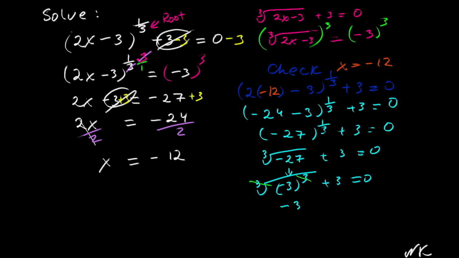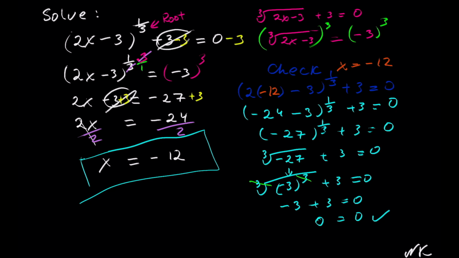So we have negative 3 plus 3 is equal to 0. Negative 3 plus 3 is 0, and 0 is equal to 0. This is a true statement. So x is equal to negative 12 is our solution. That's all.